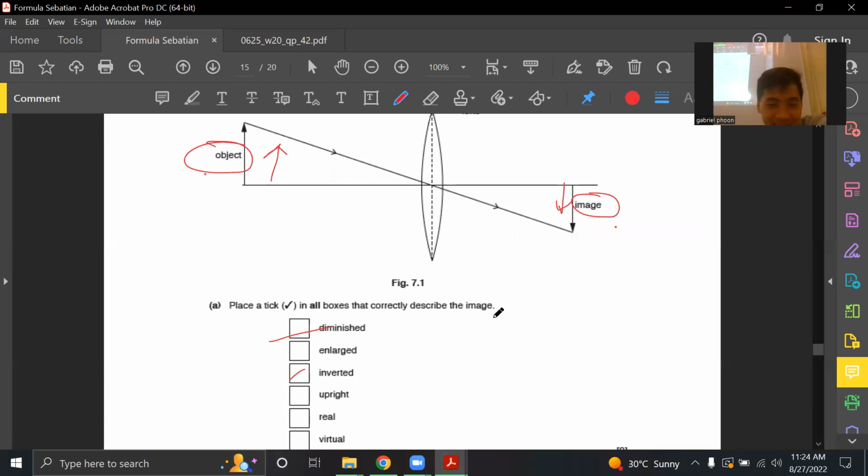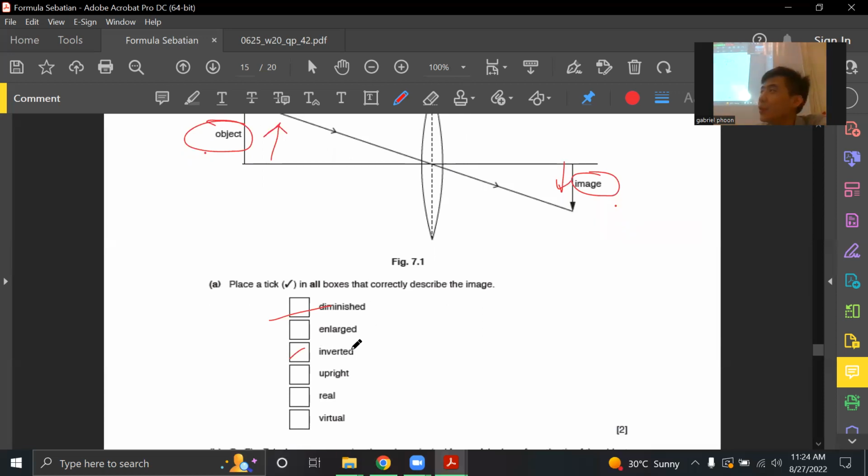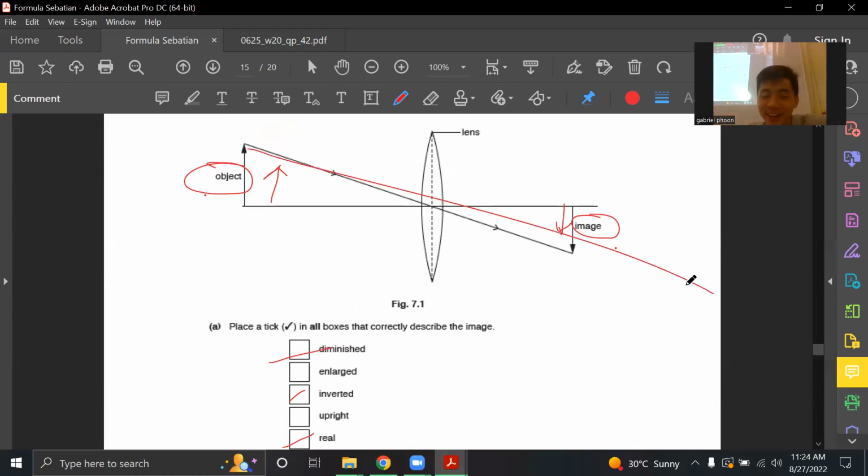Okay, and then this one here is definitely going to be either virtual or real. Melvin, virtual or real, this one? Oh, did you say it? Oh, my bad. Yeah, it's definitely real, guys, because it's formed by real light.